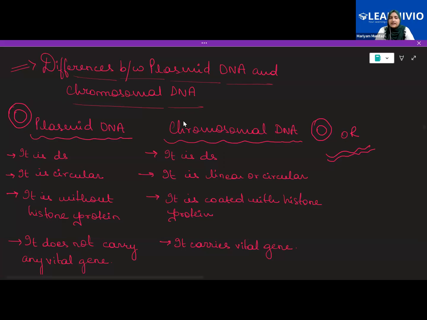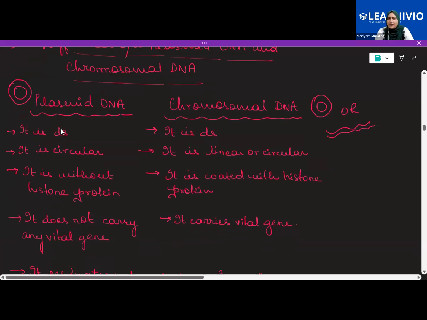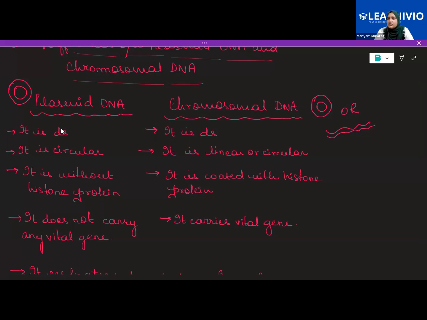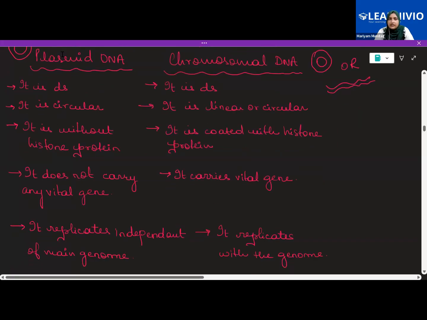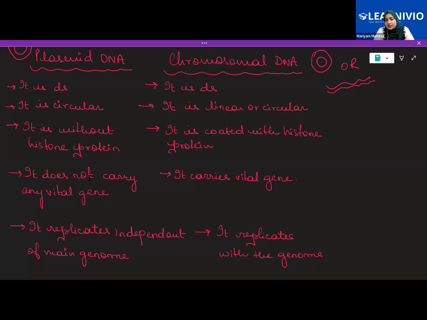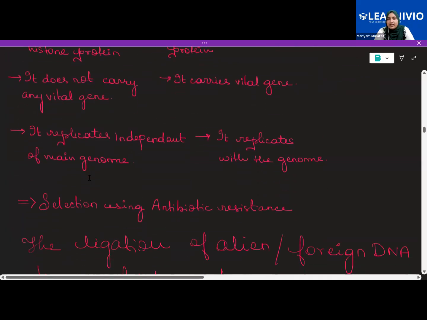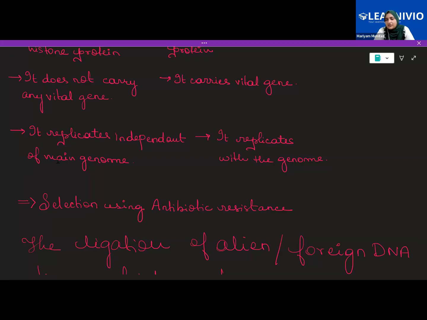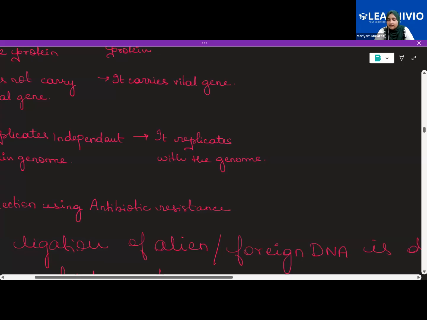They'll not be single-stranded. Now plasmid DNA has no packaging, so it is without histone protein, whereas the chromosomal DNA is coated with histone protein. Then plasmid DNA does not carry any vital gene. It's not necessarily important for cellular function, whereas the chromosomal DNA carries the vital genes. Now, the replication of the plasmid DNA is independent of the main genome. Meaning, it replicates on its own, doesn't care about the cell. No one orders this. But the genome is ordered by the nucleus.